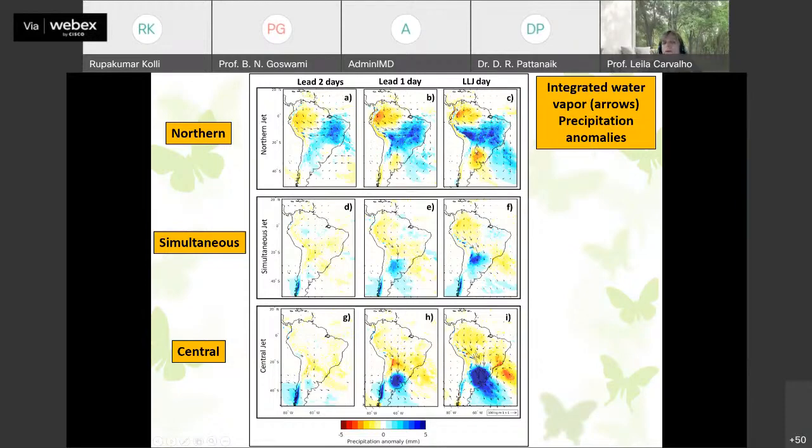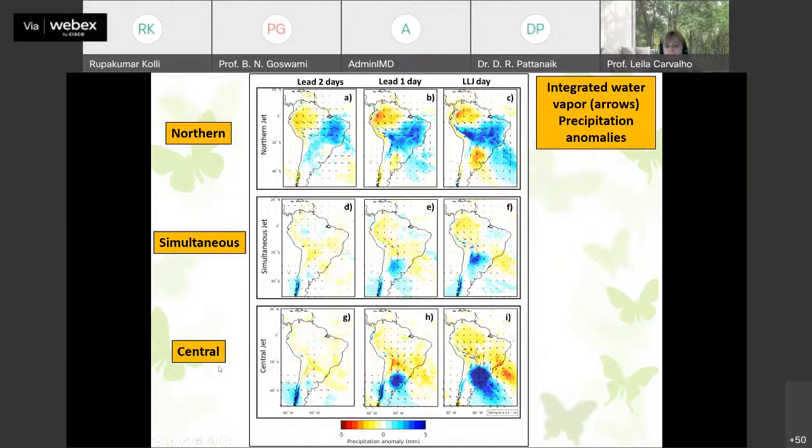here. This is low level, right? And enhancing convection over here along the SACZ, where you see the convergence zone. And then if you see when they are simultaneous, well, their effects are competing, so we don't see much of this effect. And actually the central end seems to be more important in enhancing precipitation a little bit in this region.